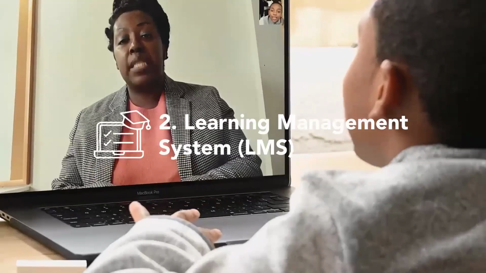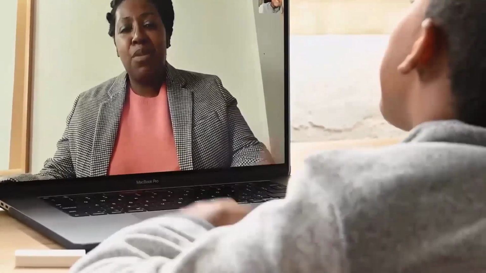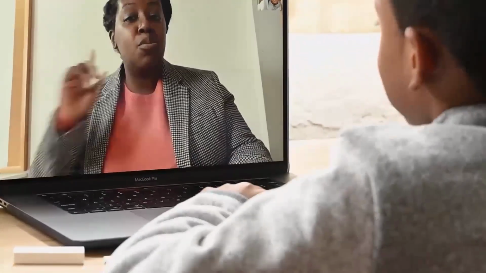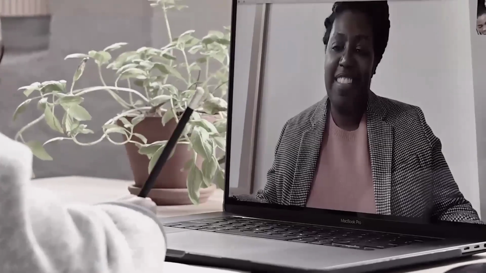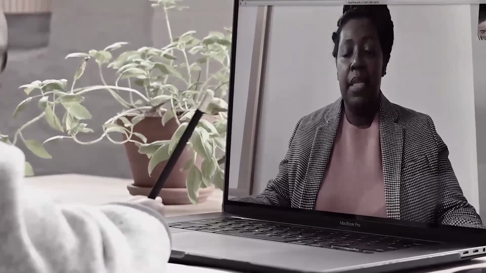2. Learning Management System (LMS). This system will enable teachers to conduct remote lessons and allows principals to recruit emergency or substitute teachers from a distance. It will also facilitate continuous learning for students regardless of physical location.